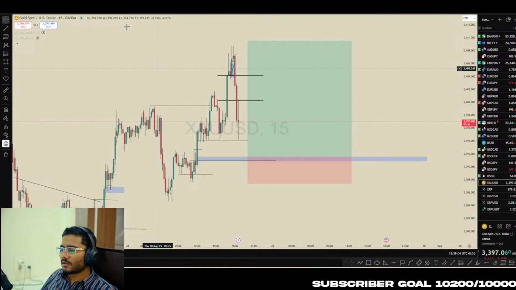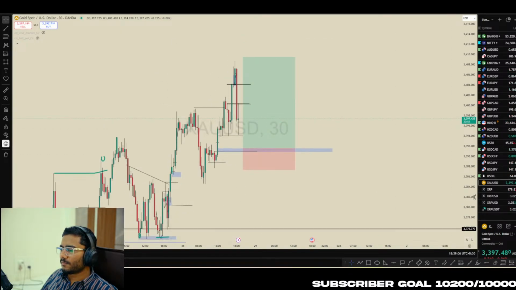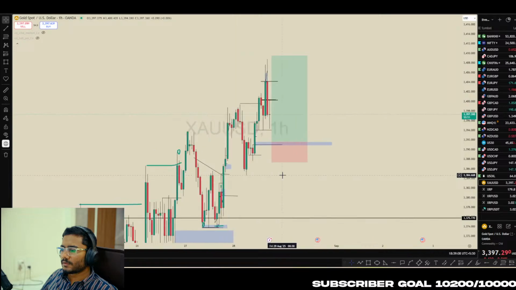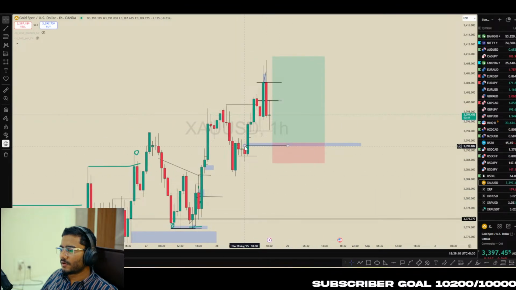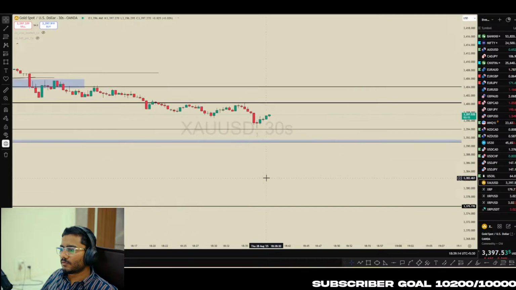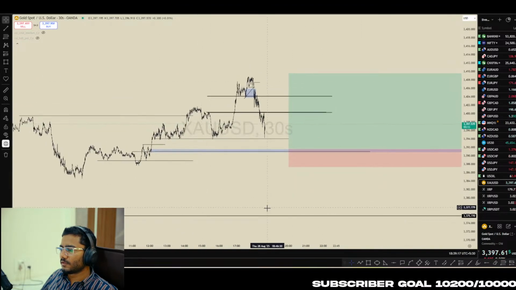So this is something we can look for in the setup. We have this 1 hour order block, there is imbalance, and price can tap and it can continue. Let's see what it does.